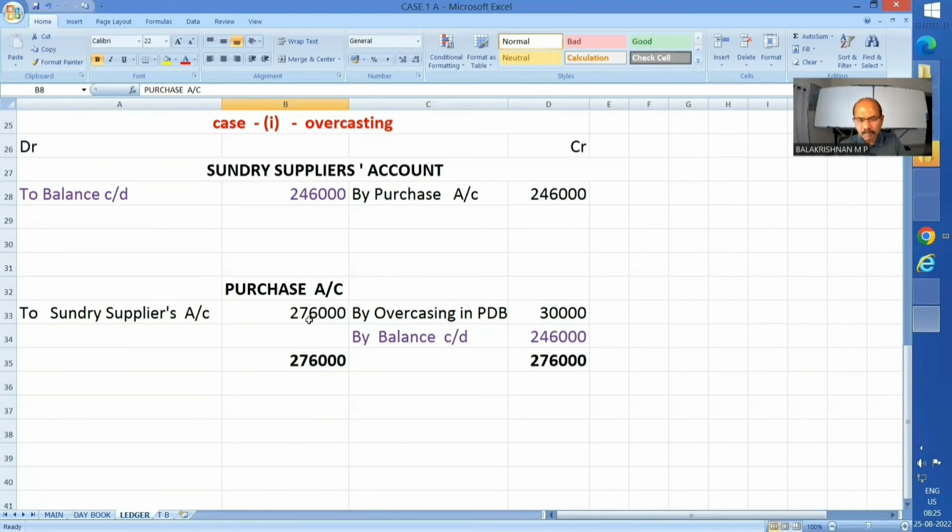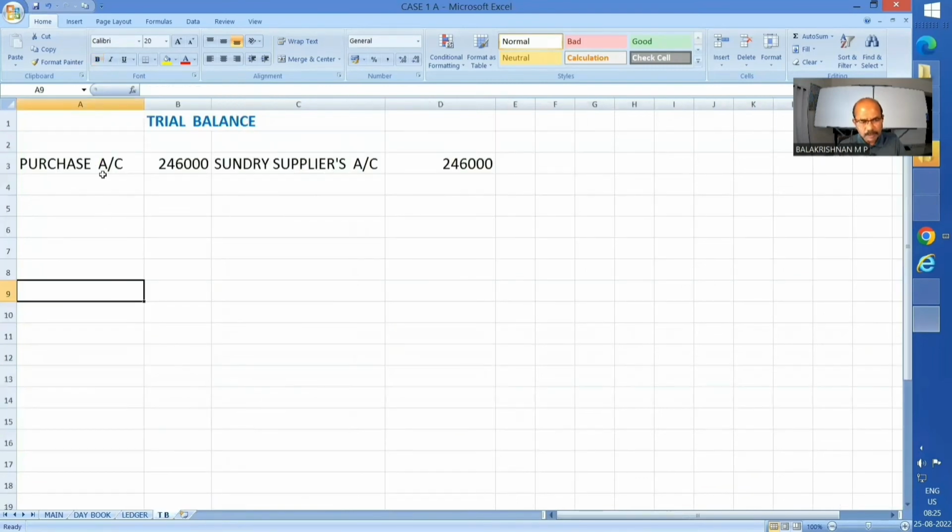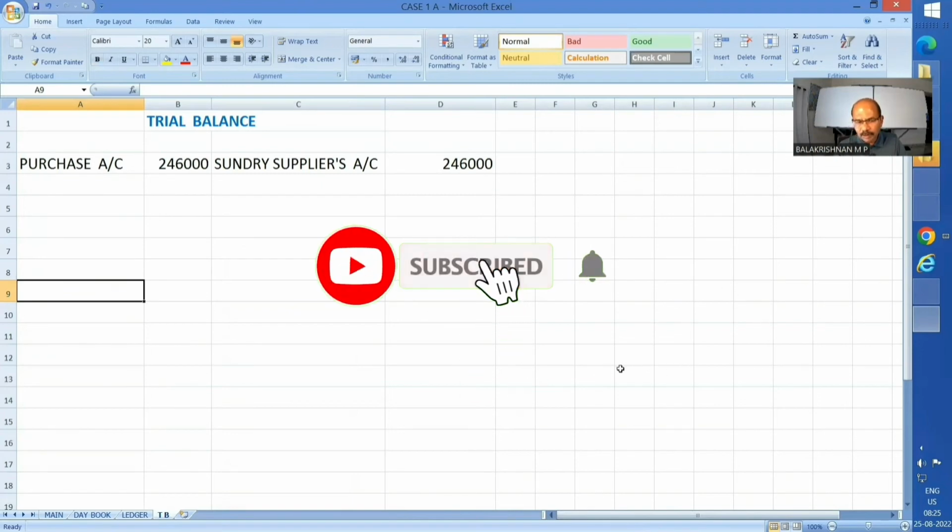And if you balance this purchase account, you will get 2,46,000 and a double entry. Supplier's account 2,46,000 is agreeing with the purchase account. Trial balance will naturally show 2,46,000 and 2,46,000. Okay, these are all very plain, simple cases only. So the base should be absolutely thorough.